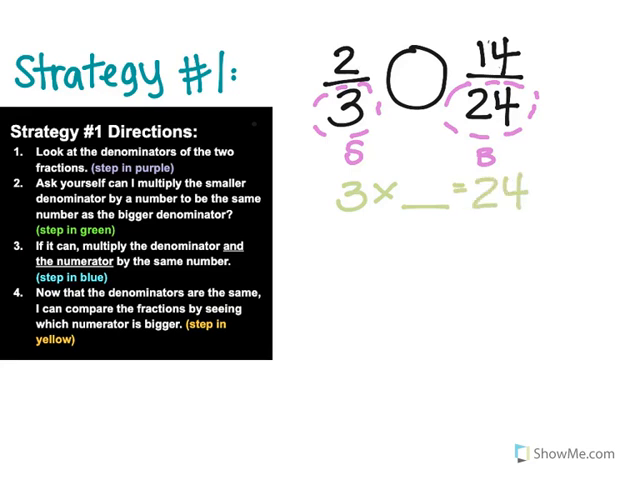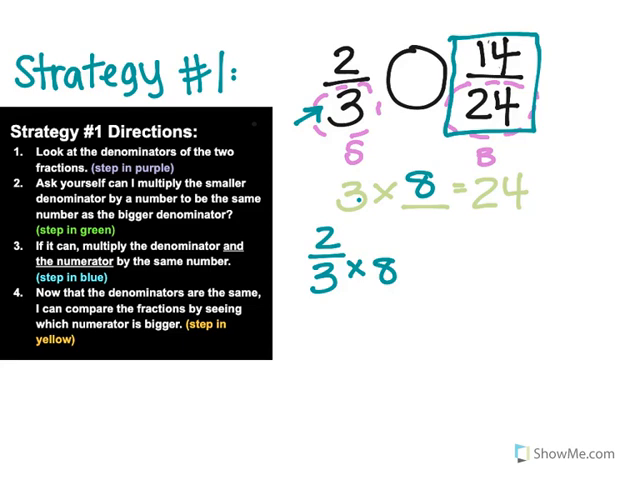Well, I can count by 3s, I can think about my math facts, and I can find out that I'd multiply it by 8. This fraction right here is already perfect. It already has the denominator of 24. I just need to change this 3 to be the same number as 24, which I found out would be 3 times 8. So I take 2/3, I multiply the denominator by 8, and that gives me 24.